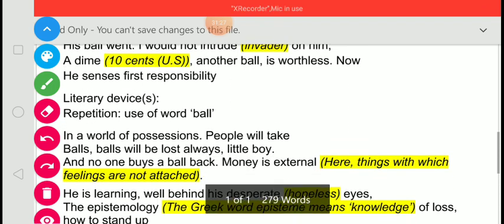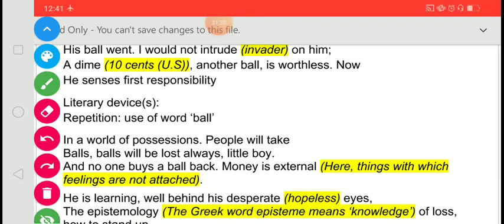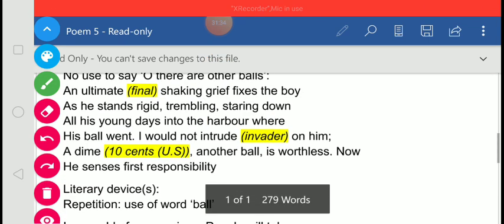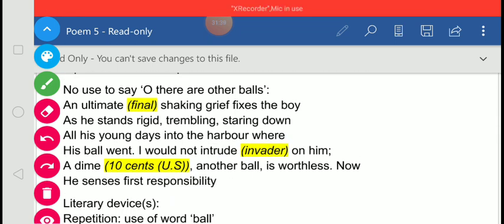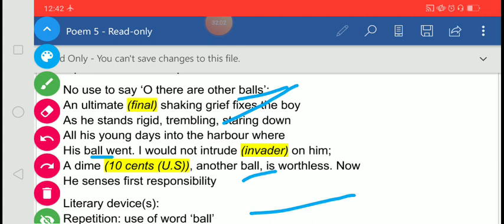Now let us discuss literary devices. It is a repetition, the use of the word ball. It is repetition here. No use to say oh there are other balls, and ultimate grief fixes, then again ball here, here and here. So it is here also repetition of ball. So the poetic device used in this stanza is repetition.